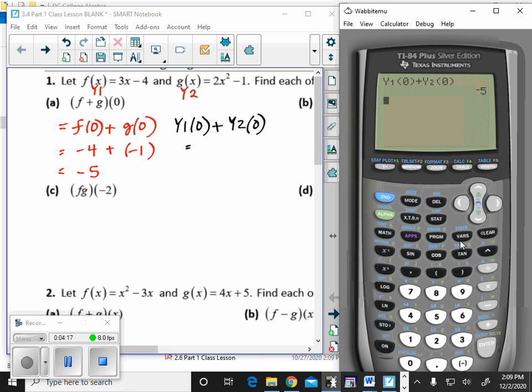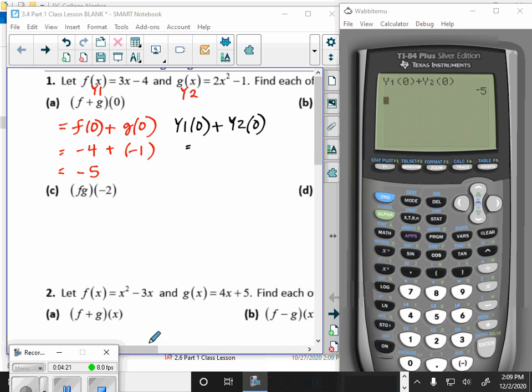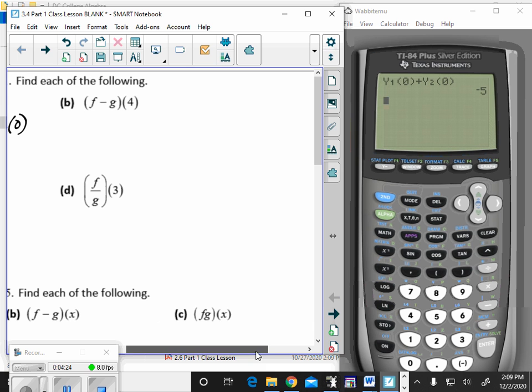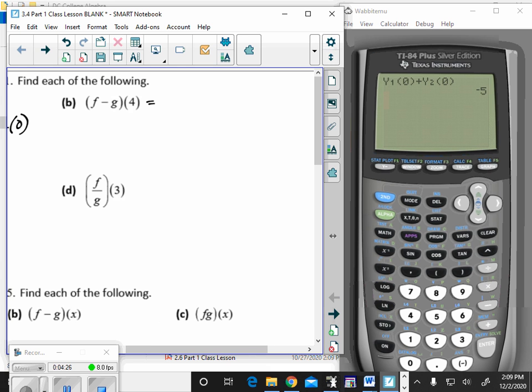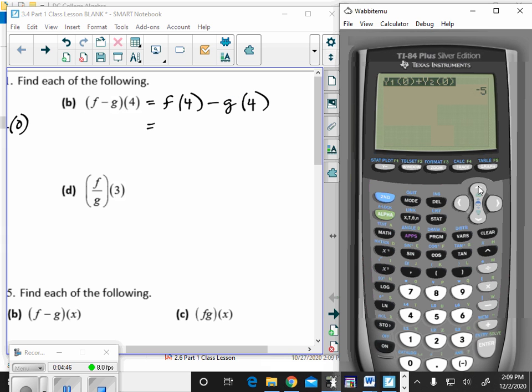Now, what makes this really nice is that we can reuse this menu, because we know by definition that f minus g of 4 is f of 4 minus g of 4. That's the college level math part right there. But we stored f of x under y1 and g of x under y2. So I'm going to highlight this, press enter, and use it again.